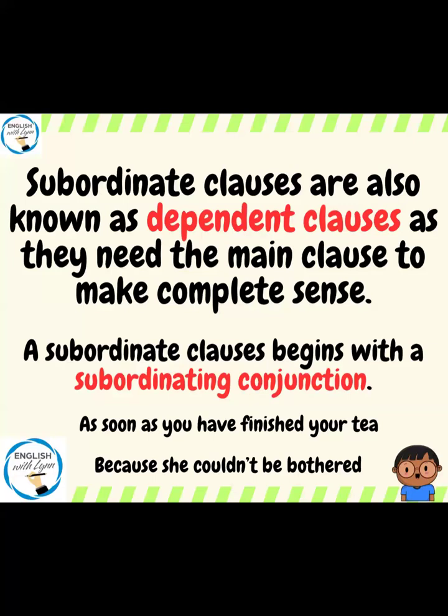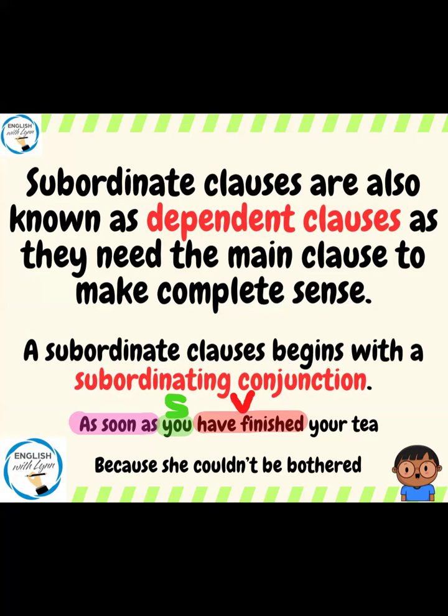So it begins with a subordinating conjunction. It still has a subject. It has a verb, but it needs the main clause for it to make sense. So let's have a look here. We have got the as soon as. That is my subordinating conjunction. Then I have you. You is the subject, and then the verb is have finished. So this part here, the have finished, that is the verb.